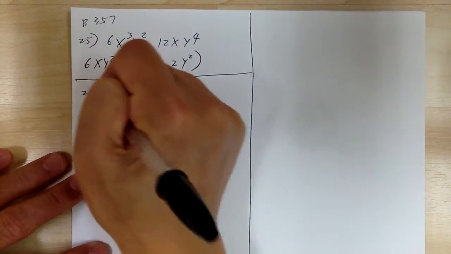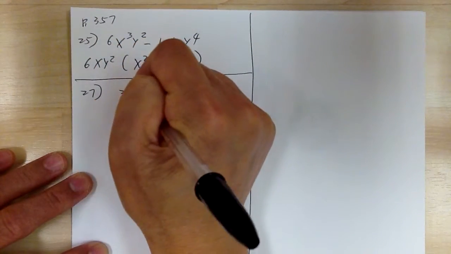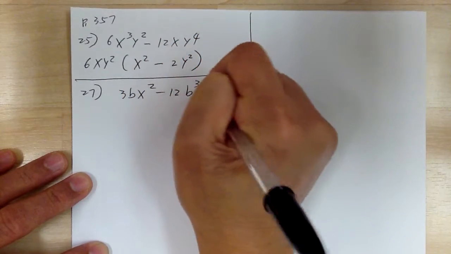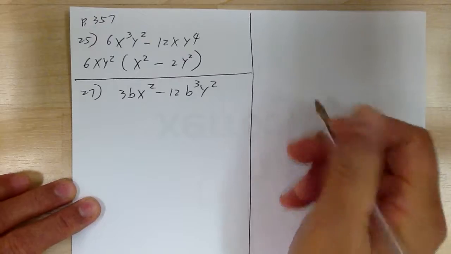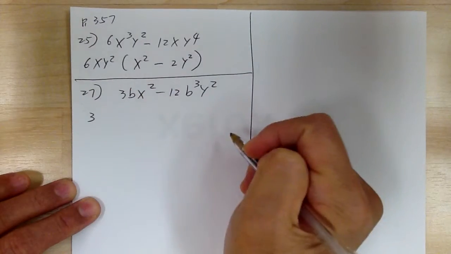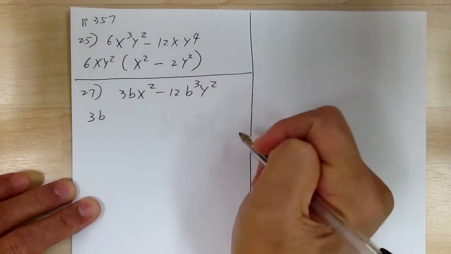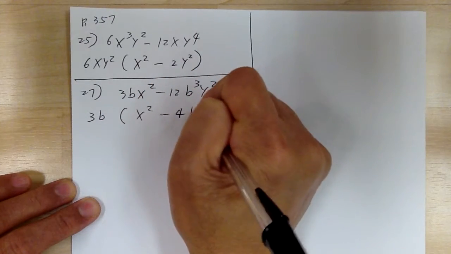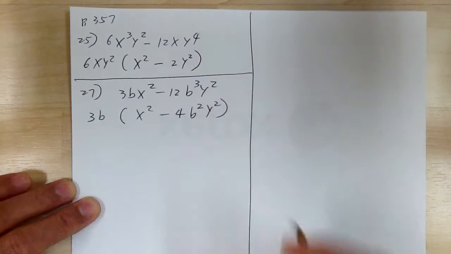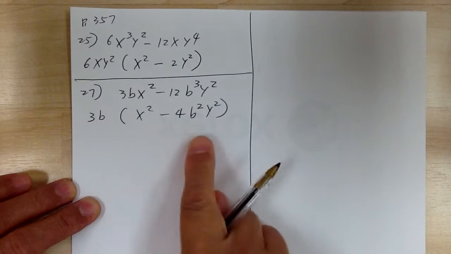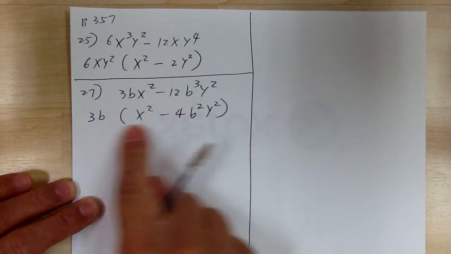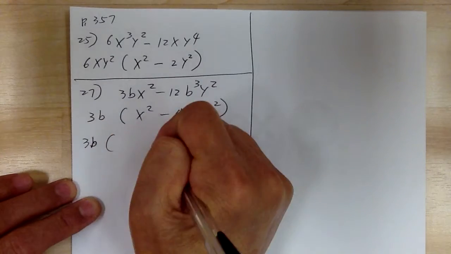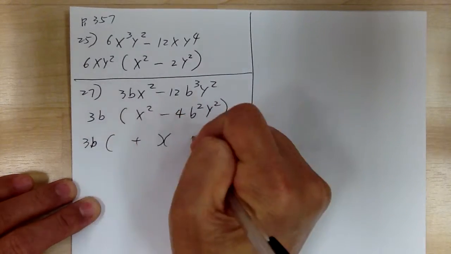Okay, 27. You got 3bx squared minus 12b to the 3y squared. So step 1, common factor. So factor out the 3, and the b can come out. So you get x squared minus 4b squared y squared. So step 1, common factor. Step 2, all these are perfect squares, so this is difference of squares. So you have to get your 2 sets of parentheses.